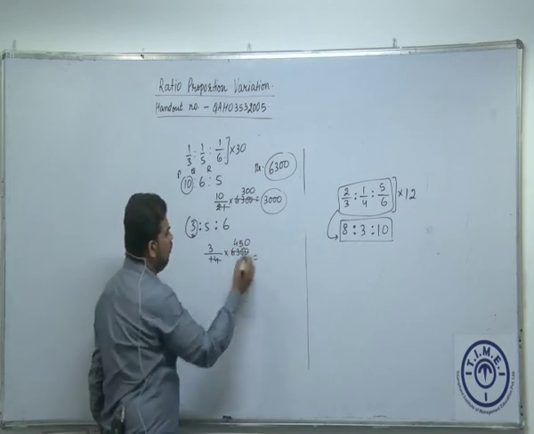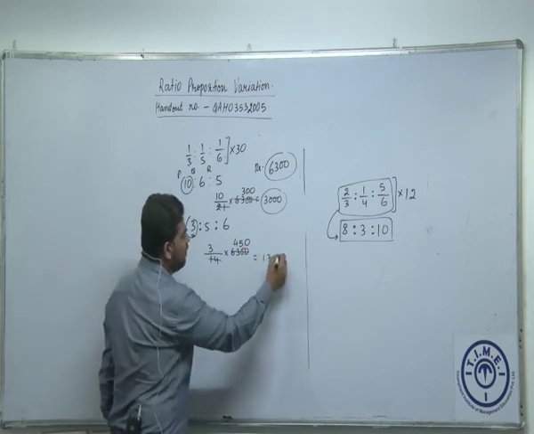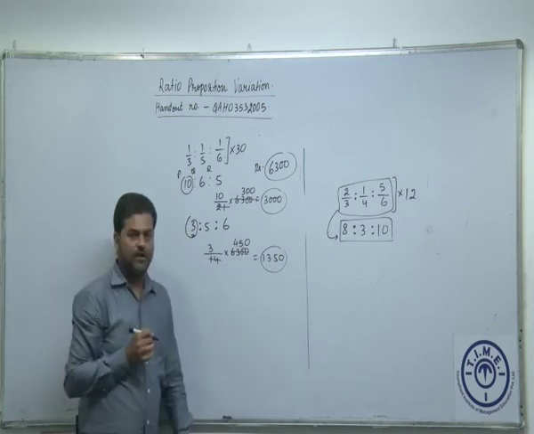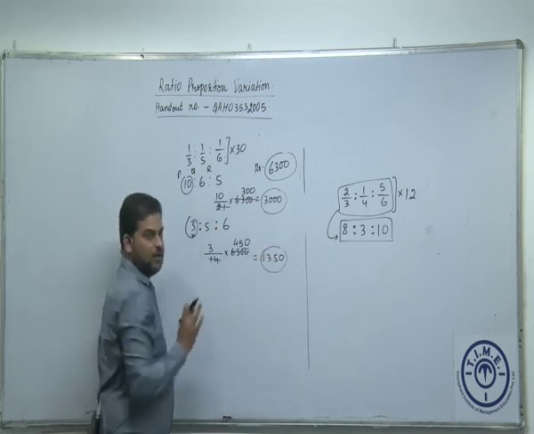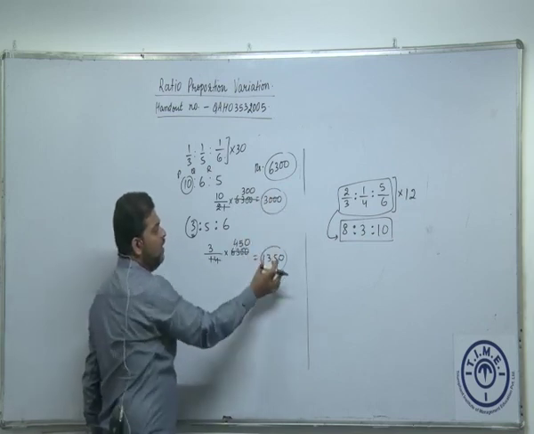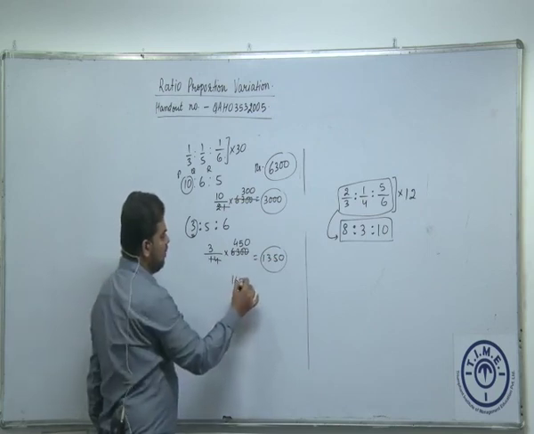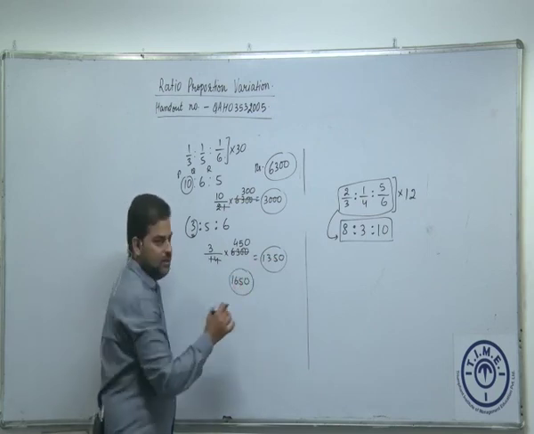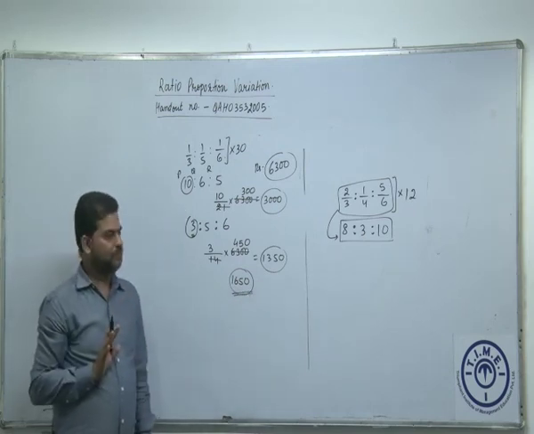What will be 450 into 3? Will it be 1350? Yes, it will be 1350. So what is the difference in the amount? 3000 minus 1350, the difference between the amount intended to be received and the amount actually received. So the difference is 1650. So what is my answer? 1650. Okay, I hope this question is clear.